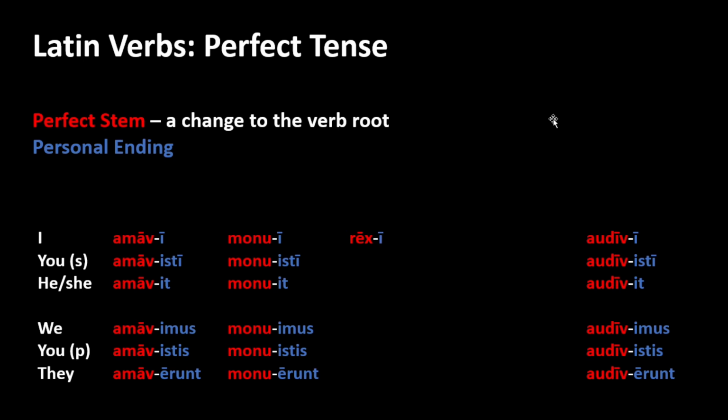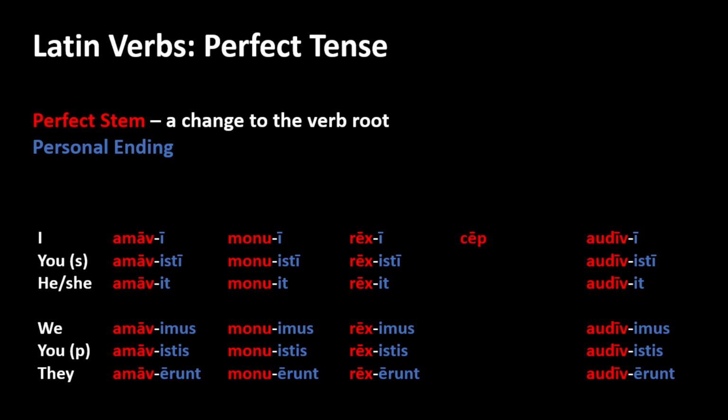To this, we again add the usual personal ending. So rexi, rexisti, rexit, reximus, rexistis, rexerunt. The same personal endings, but be aware that with these particular verbs, the root changes, and that shows you the perfect stem of the verb. Let us turn to the last group of verbs on this table, capio-type verbs.